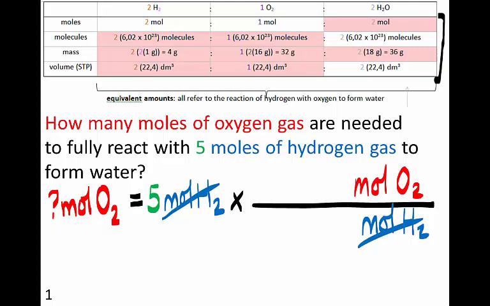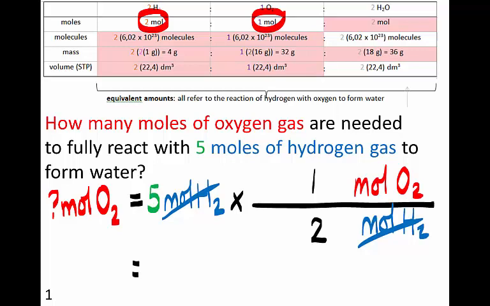Now you can't stop there because we haven't said how many moles oxygen is to how many moles hydrogen. We still need to do that part. So we look here at the table and we see 2 mole hydrogen reacts with every 1 mole oxygen. So for this particular equation, these values are equivalent. They're not always equivalent. It's just for this reaction because that's the ratio in which they react.